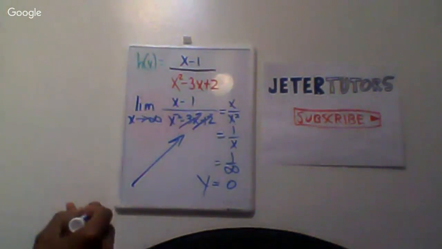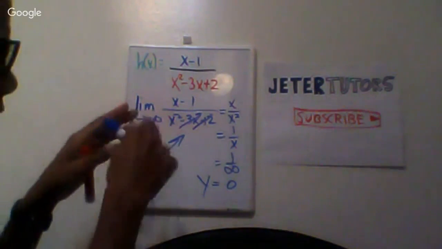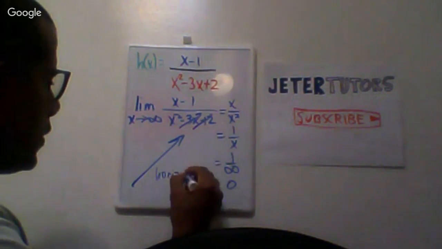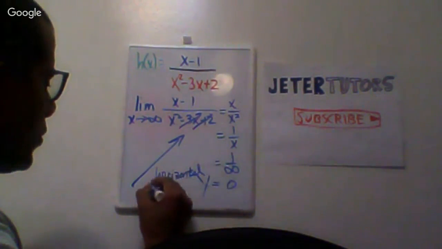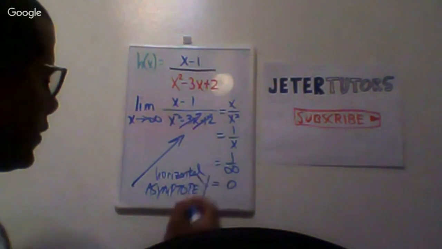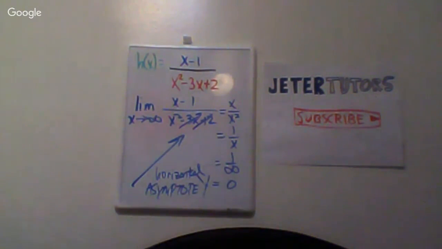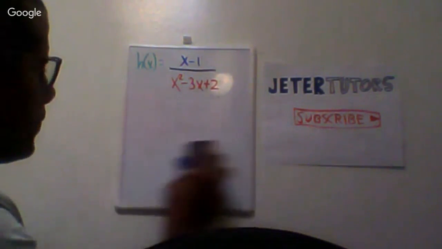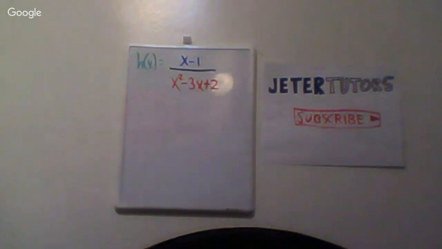So there's an example of finding the horizontal asymptote. You can pause the video and digest that. Now I want to look at the vertical asymptote, because I colored it in red.